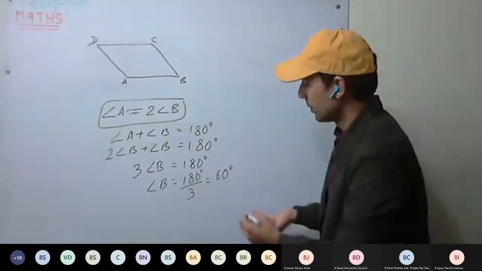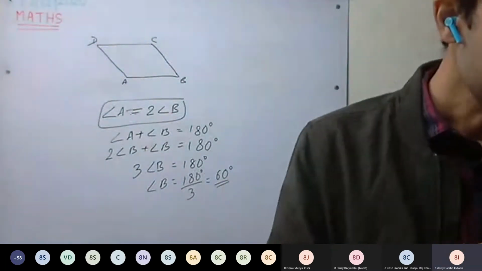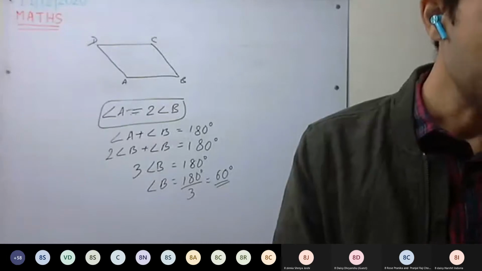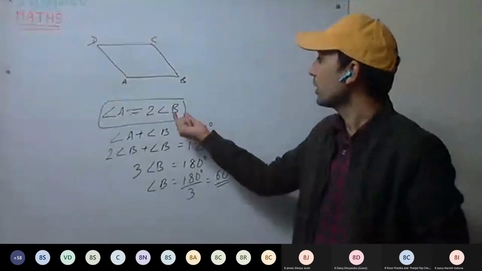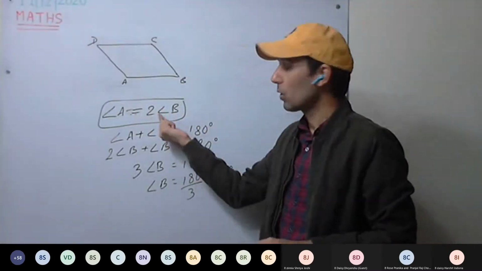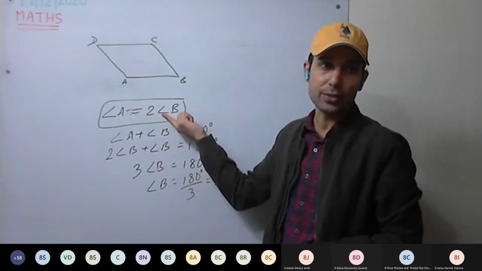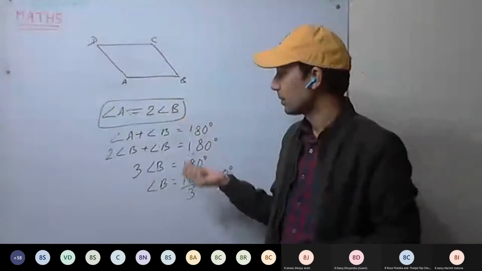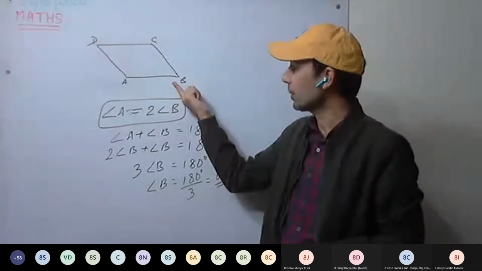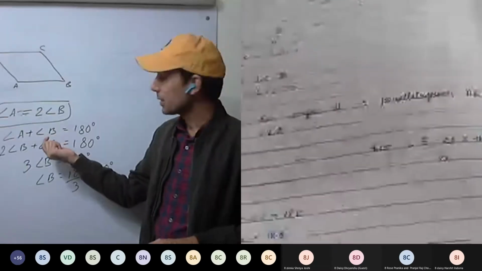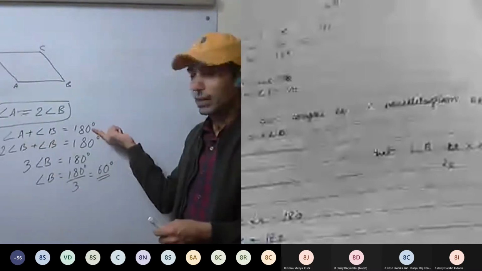Sir, how can we write angle B like that? See, read the question. Find the angles of a parallelogram ABCD in which angle A equal to 2 times the angle B. So whatever value of angle B is, A will be double of angle B. This is given in the question. This relation is provided in the question. And using the property that adjacent angles of a parallelogram are supplementary, angle A plus angle B equal to 180 degrees. Anyone have doubt?